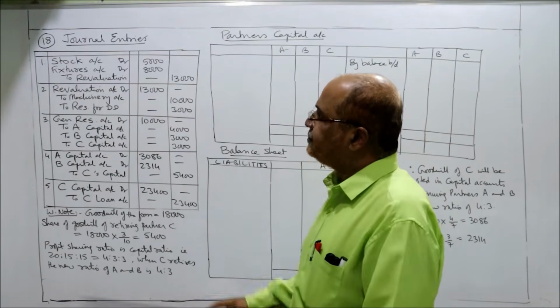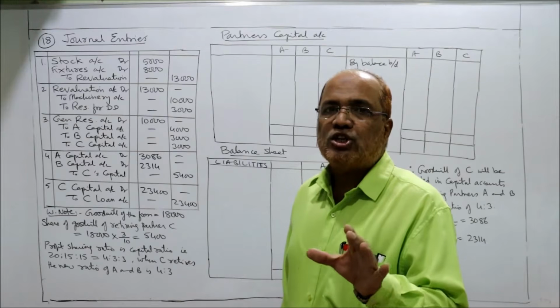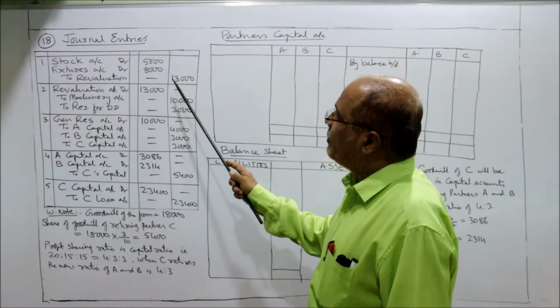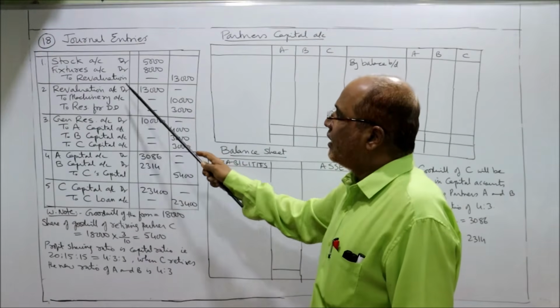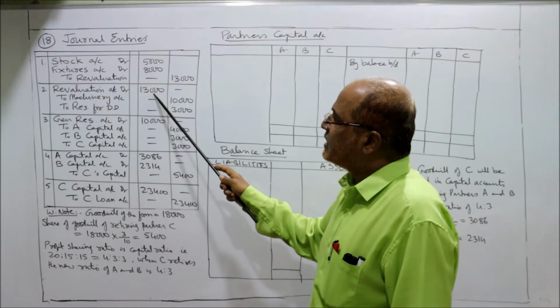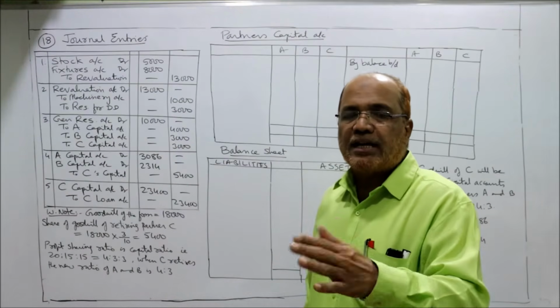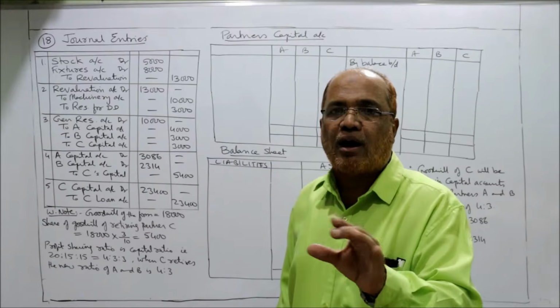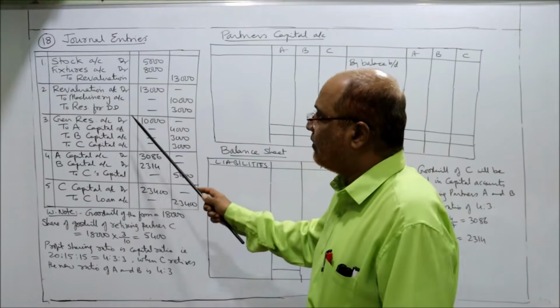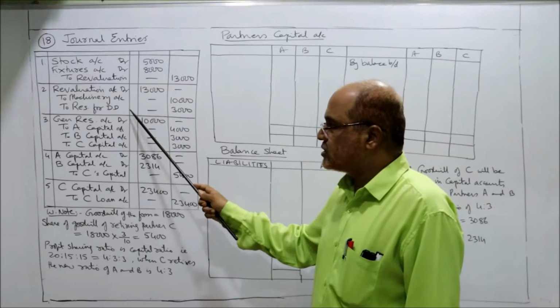One point you can see here, there is neither profit nor loss on revaluation, because revaluation account is credited by 13,000 and revaluation account is debited by 13,000. So debit and credit of revaluation account are equal. So there is neither profit nor loss on revaluation. No profit, no loss. That's all.